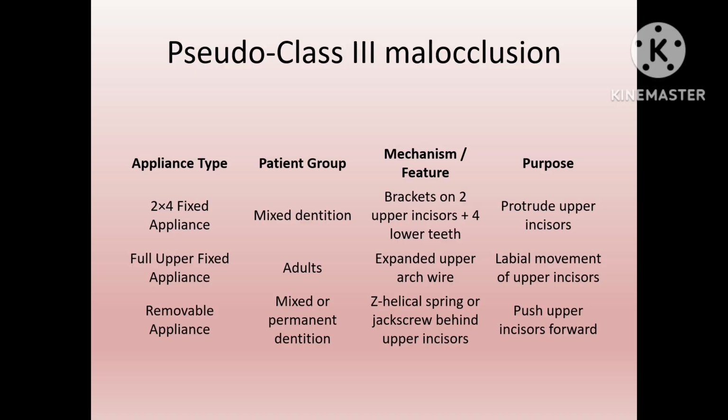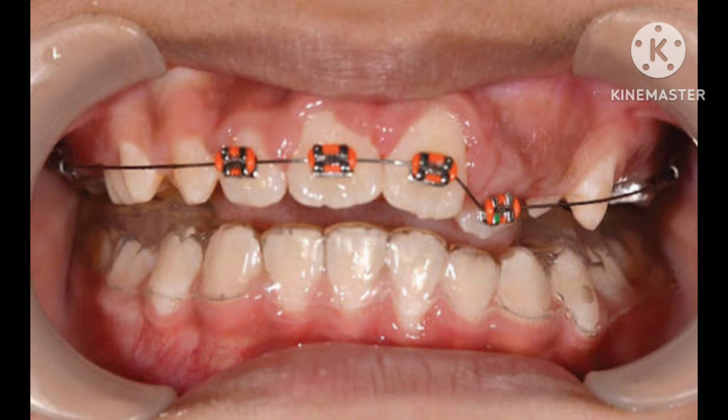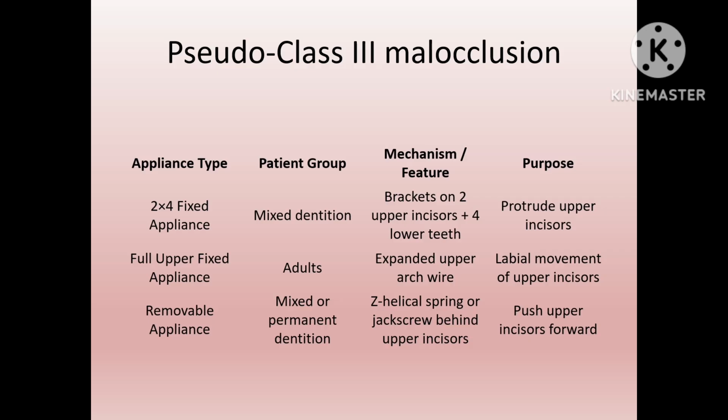In mixed dentition, the 2x4 fixed appliance is commonly used. In adults, a full upper fixed appliance with an expanded upper arch is preferred. And removable appliances may use a Z helical spring or jack screw placed behind the upper incisor.